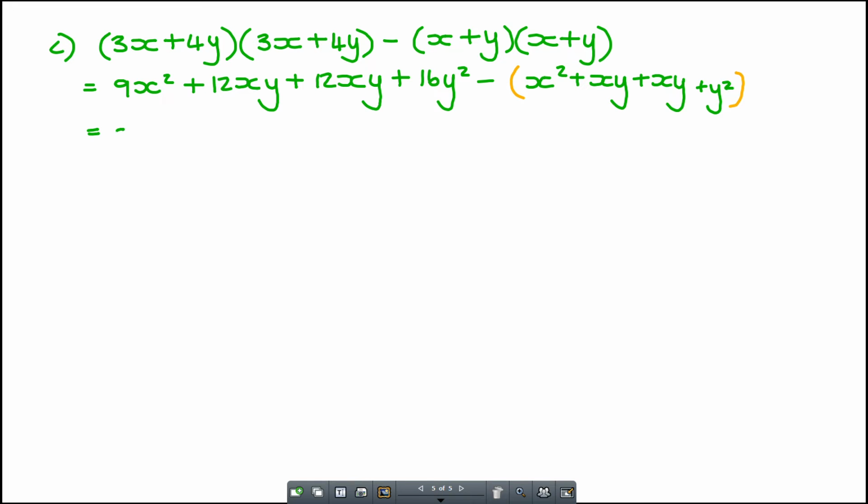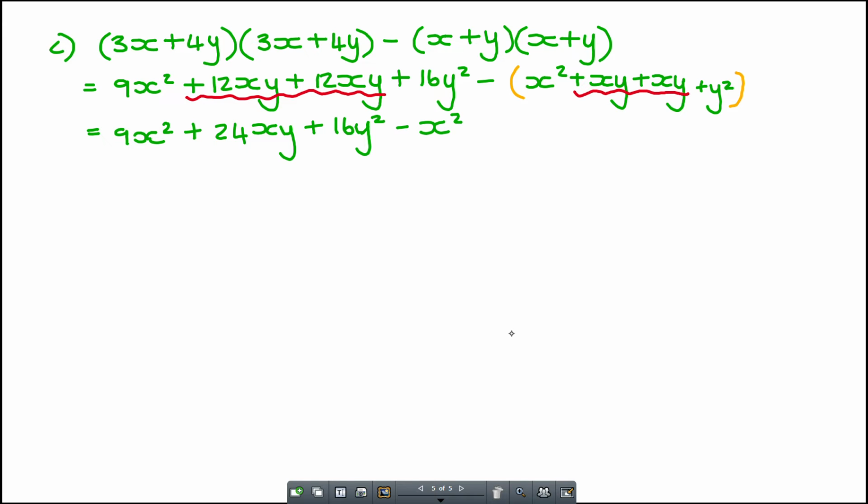Okay, so what I'm going to do here is that first part, 12xy plus 12xy. I'm going to simplify that already and say 24xy. Now I multiply in the negative, so minus x squared. And before I multiply in there, xy plus xy will become 2xy. Now that multiplied with a negative, so I'm going to get minus 2xy.